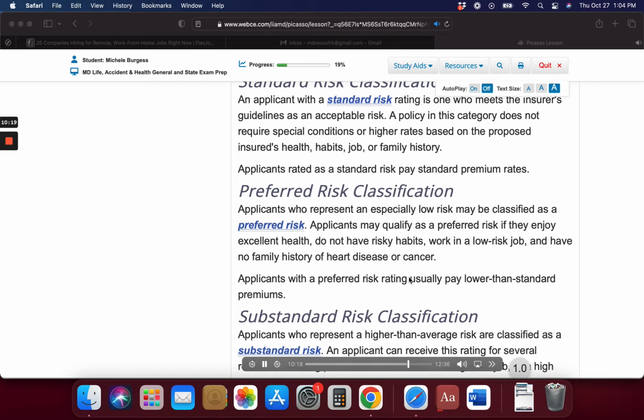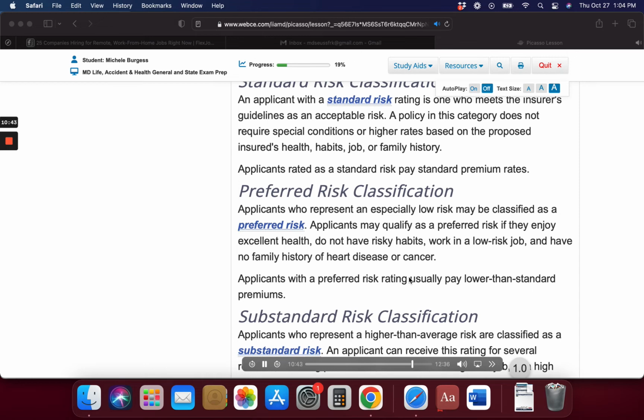Uninsurable, declined, risk classification. Applicants with a very high substandard risk rating are declined coverage altogether. Only about 2% of life insurance applicants are rejected as uninsurable. To be as fair as possible to all applicants, an underwriter's decision to decline an applicant or to apply a substandard rating is usually reviewed by another underwriter.